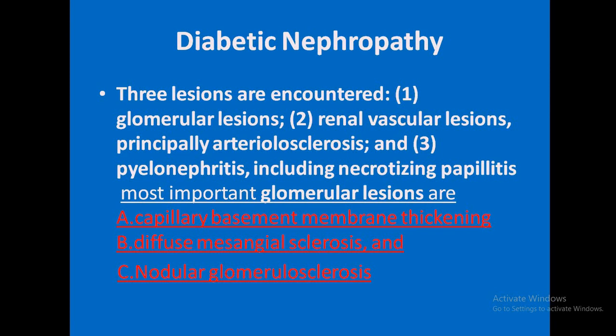Now coming to the histology of diabetic nephropathy, there are 3 lesions commonly encountered. 1 is glomerular lesions, 2 is renal vascular lesions, principally arteriosclerosis, and the third one is pyelonephritis, including necrotizing papillitis. Let's discuss the glomerular lesions, as they are the most important here. The most important glomerular lesions are: 1 is capillary basement membrane thickening, 2 is diffuse mesangial sclerosis, and 3 is nodular glomerulosclerosis.